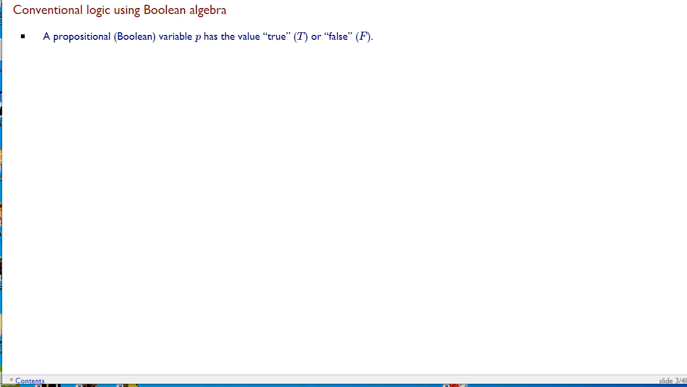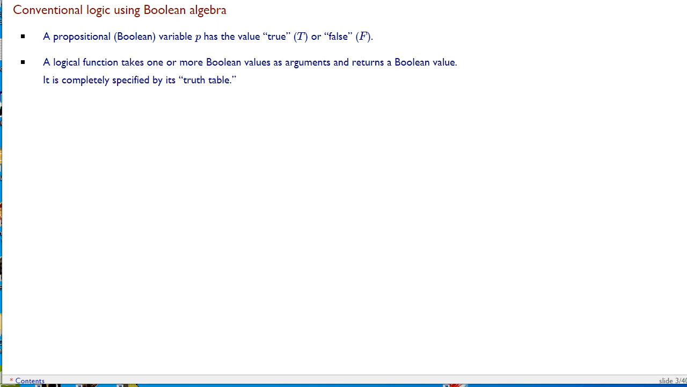It can either have the value true or it can have the value false. And a logical function or a Boolean function takes one, two, three, or more Boolean values as arguments and returns a Boolean value. Any of you who have programmed are familiar with defining such functions.